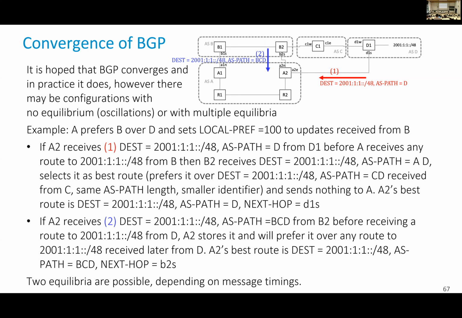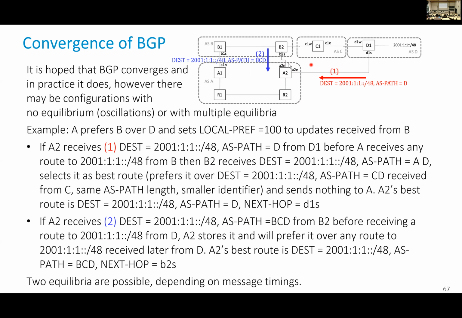Now, the preference will come into play only if there is an opportunity to receive a message from B before a message from D. So if we have exactly the same scenario, but we change the order, assume that the message from B2 here, message 2, is received before message 1. Then this will be adopted as the best route. The local pref will be put to 100. All systems in A will put 100 to the blue route.